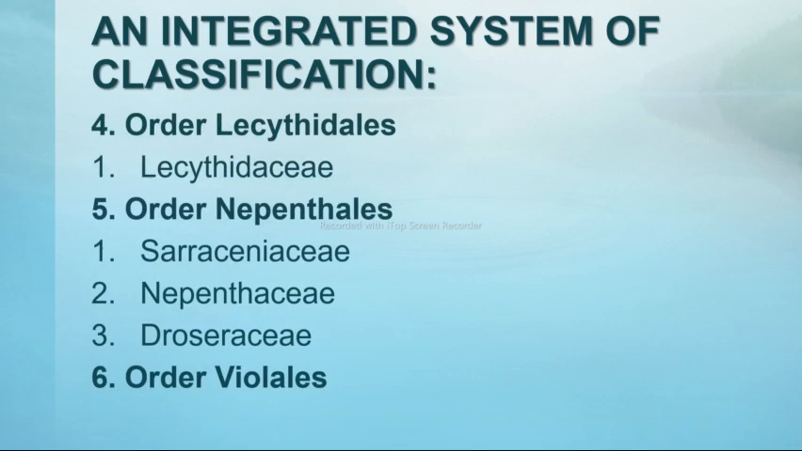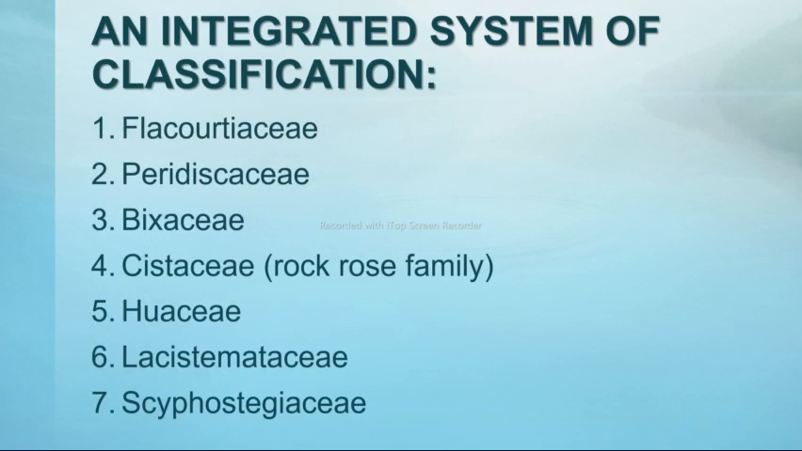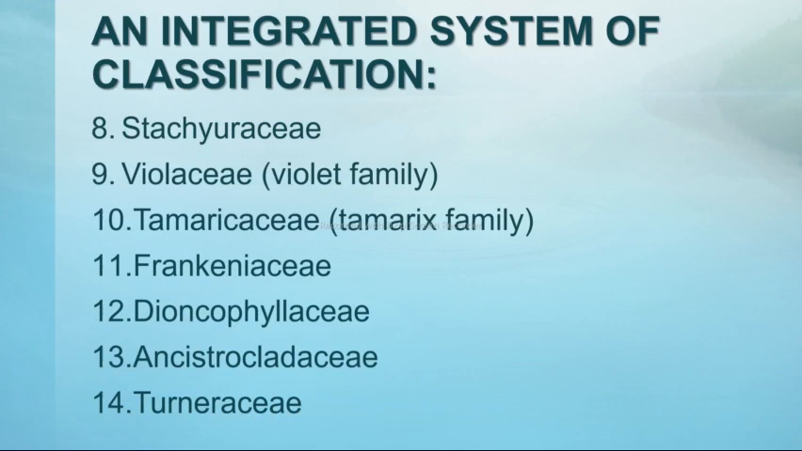Next, fourth order is the Lecythidales, and it includes the Lecythidaceae. Fifth order is the Nepenthales, and it includes the Sarraceniaceae, Nepenthaceae, and Droseraceae. So the sixth order is the Violales, and it includes the Flacourtiaceae. Next is the Peridiscaceae, Bixaceae, Cistaceae, Huaceae, and Lacistemataceae. And the next is the Scyphostegiaceae, and the next is the Stachyuraceae, and ninth is the Violaceae, which is the violet family, and the tenth is the Tamaricaceae, which is the Tamarix family, and the next is the Frankeniaceae.